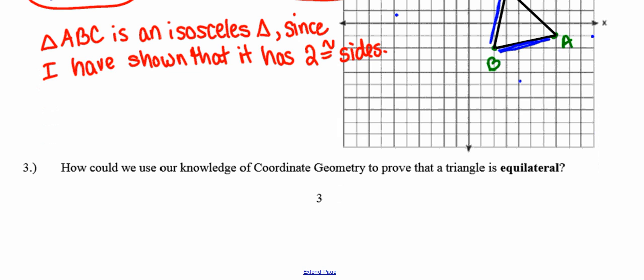All right, last thing, just to wrap this up. How could we use our knowledge of coordinate geometry in order to prove that a triangle is equilateral? Well, in order to prove that it's equilateral, you have to know what an equilateral triangle is. Hopefully you know it's a triangle with three congruent sides. And then the question you need to ask yourself is, which formula, slope, midpoint, or distance, would you use to show that a triangle has three congruent sides? And just like with the first two, we're going to use the distance formula. And I would say use the distance formula to show that all three sides are congruent.